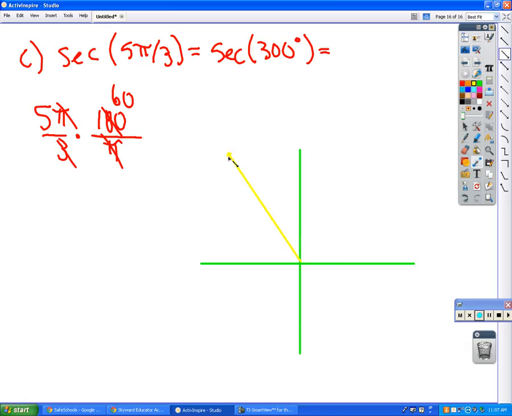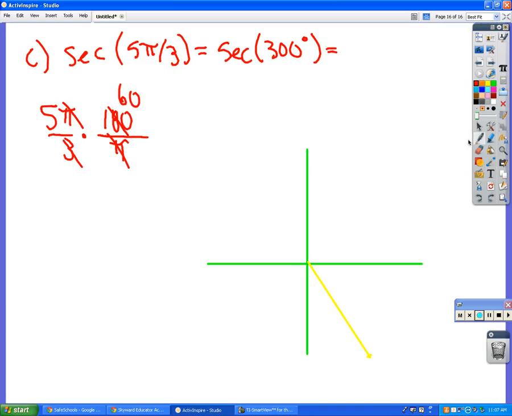Okay, so again, 90, 180, 270, and then I'm going to go 30 degrees more. Just remember that you're always drawing your triangle to the x-axis. So this is 30, which means this is 60. You can just think of it as being negative 60. So this is 2, this is 1, and this is negative root 3, okay?